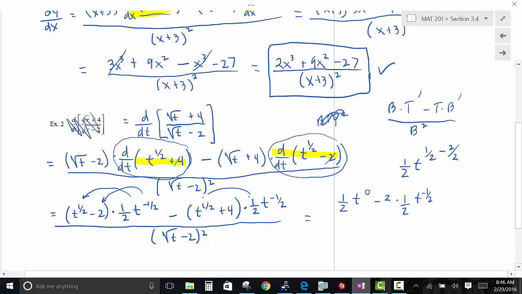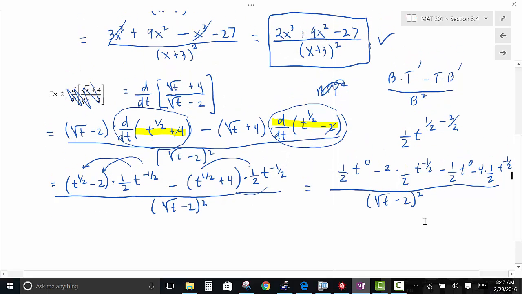Now I'm going to take this times this. So that's 1/2 t to the 0 again. It is a minus. So that's going to be minus 1/2 t to the 0. Okay, again, I'm taking this times this. You guys see it okay? Then I'm taking this times this. Now that is a minus now. That minus distributes through, really making that a minus 4. So that's going to be minus 4 times 1/2 t to the negative 1/2. And then that's going to be all over the bottom squared again like that. Okay, so that's how that goes.